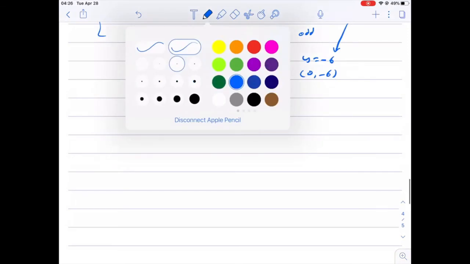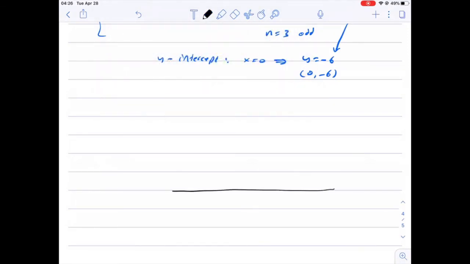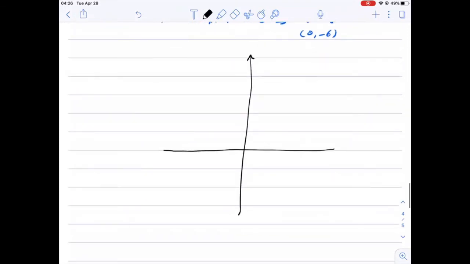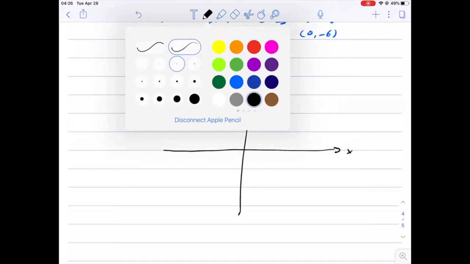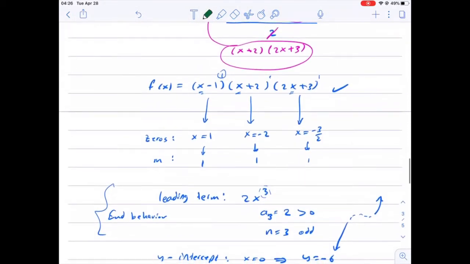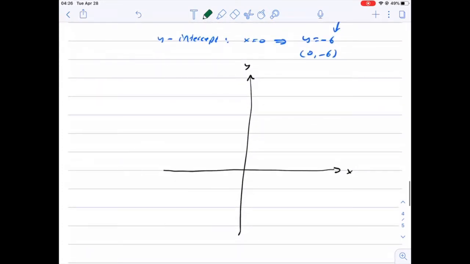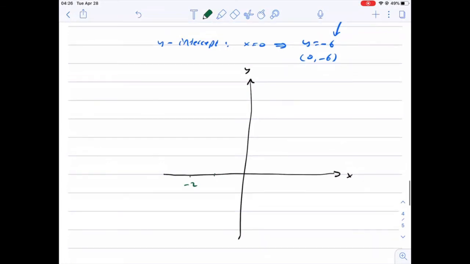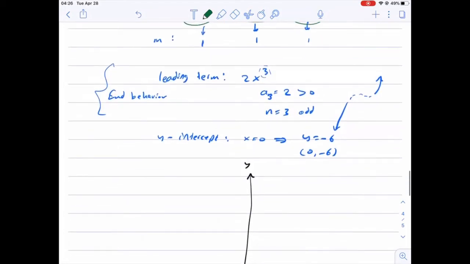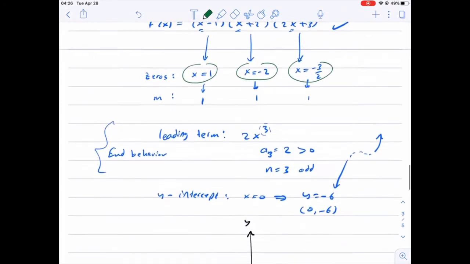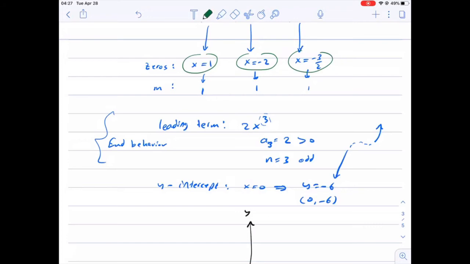Now we can graph. We have sufficient information about the function, so we can graph it. So let's start with the x-intercepts, which are represented by the zeros. The zeros are x equals 1, x equals negative 2, x equals negative 3/2. So x equals negative 2 and x equals negative 3/2 here, and x equals positive 1. These are the x-intercepts. And then we determine the multiplicities. As we can see, the multiplicities are already determined.